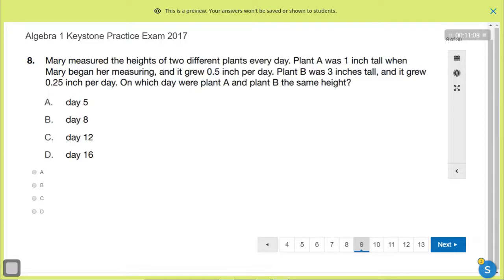All right, a few things give away what you're going to do. Number one, when reading, I noticed that I was given an initial starting point. 1 inch tall when began. That's an initial starting point. And a rate, 0.5 inch per day. That means plant A can be written using the equation y equals mx plus b. Anytime you have an initial starting point and a rate, that means it's slope-intercept form, and I can write y equals 0.5x plus 1.